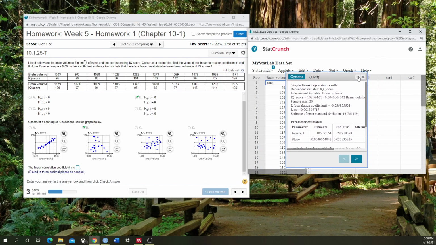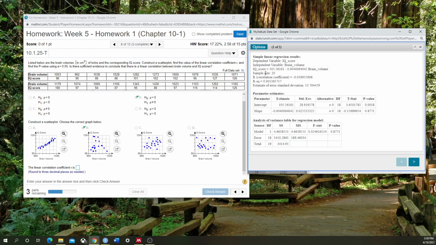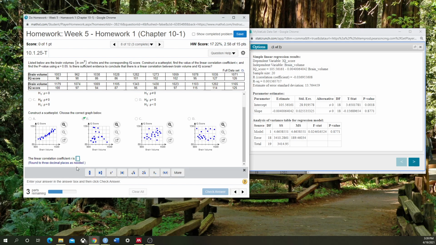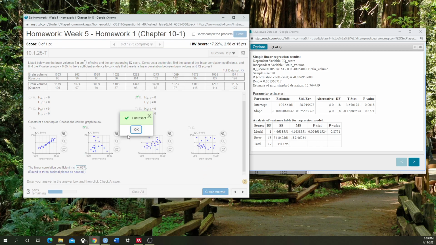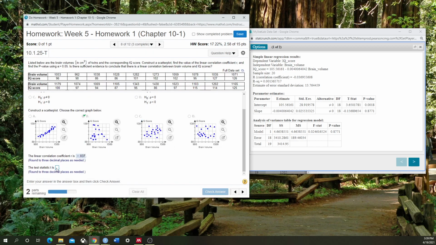Let's make this a little bigger. There we go. Sample size 20. Correlation coefficient negative 0.03. Very small. Not significant. What is the linear correlation coefficient? Round to 3 decimal places. Negative 0.037. Check answer. Fantastic.